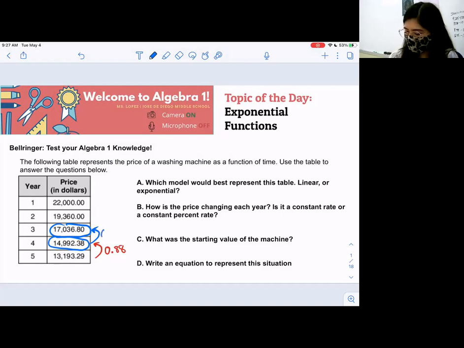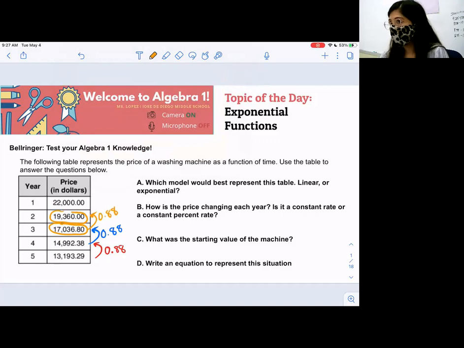Same thing, 0.879. Well, 0.879 rounds to what? 0.88. You get the same decimal. Let's do it one more time. You always want to try it 3 times, just in case. One more time, 17,000 divided by 19,000. Same thing, yeah, 0.88.